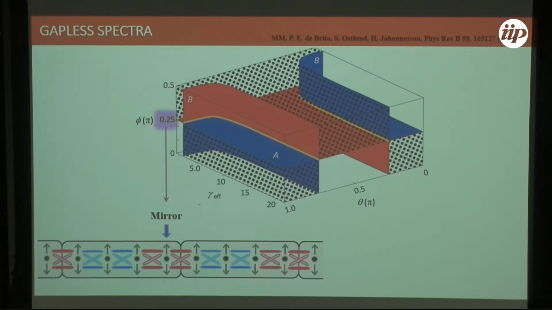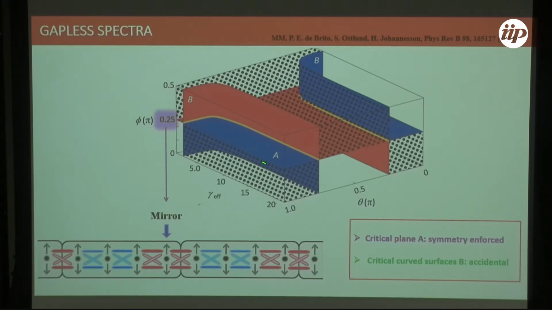And the presence of this enhanced symmetry means that this critical plane here, which is labeled by A, defined by phi being equal to pi/4, is symmetry enforced, different from these curved surfaces here labeled by B, which are accidental. So in both cases the nodes are topologically protected, but only on this plane A are they also symmetry enforced, whereas the nodes on surfaces B are accidental.